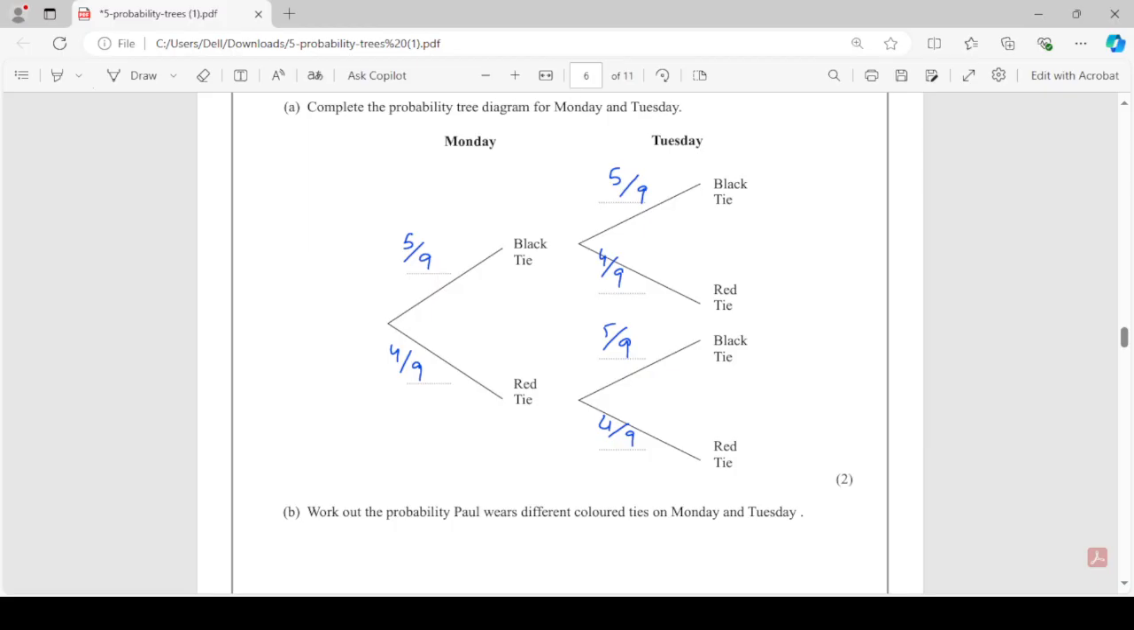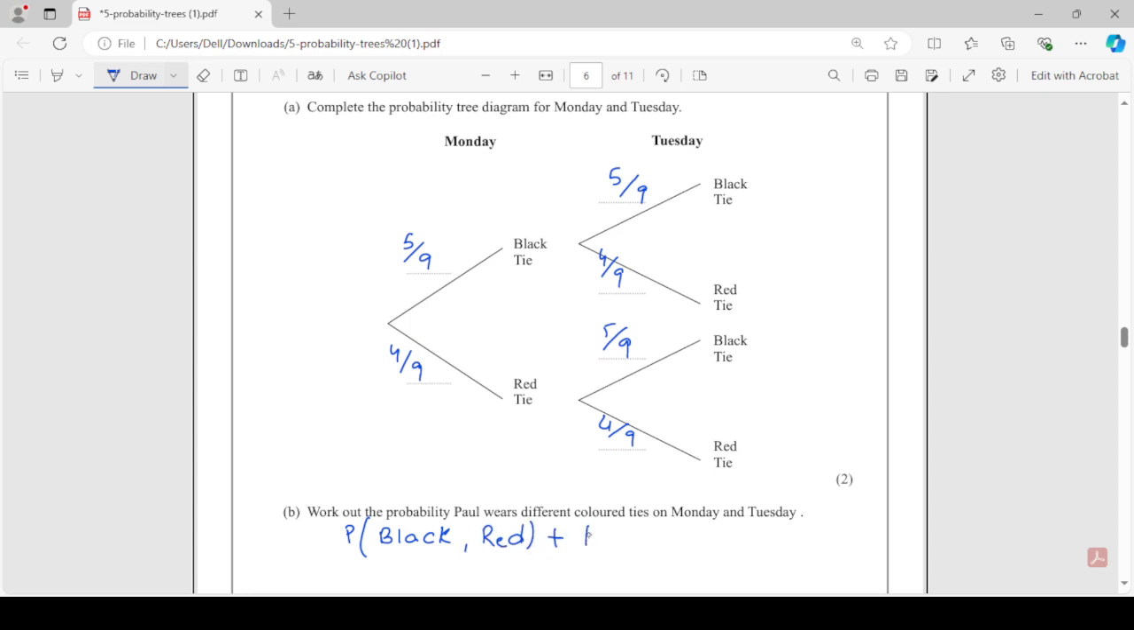Part B. Work out the probability Paul wears different colored ties on Monday and Tuesday. Now here they're saying different colored ties. We will have two different possibilities. Either Paul wears a black tie on Monday and a red tie on Tuesday, or he wears a red tie on Monday and a black tie on Tuesday, because the question is not specifying on which day he's going to wear which tie. So there are two different combinations that you can make.